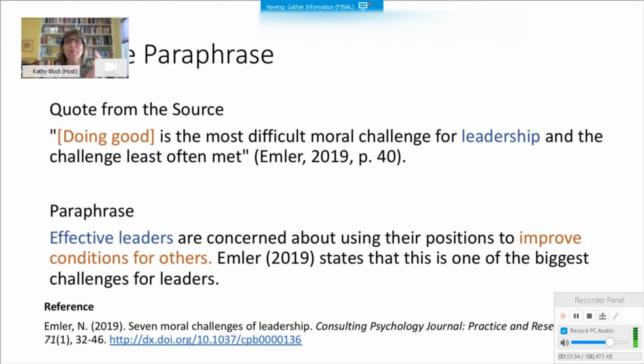Also note how the quote from Emler's article talks about doing good, while the paraphrase talks about improving conditions for others. So again, we see some rewording, and we see also that the whole sentence is restructured. Things are moved around and turned around. You can also see that in the paraphrase, we have two sentences instead of one sentence. So again, that's an indication that the whole idea has been restructured. So the idea is the same, the wording is different.